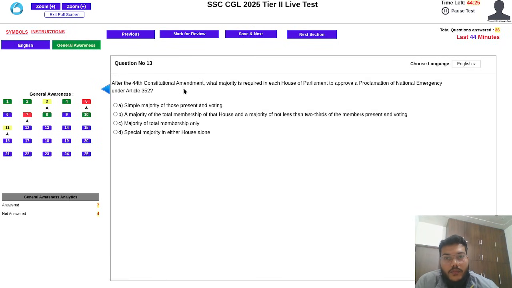After the 44th constitution amendment, what majority is required in each house to approve a proclamation of national emergency under 352? Simple majority of those present. गलत. A majority of total of that house may not less than 2/3. फोर्थ नहीं आएगा. मेजोरिटी ऑफ टोटल मेंबरशिप. गलत.